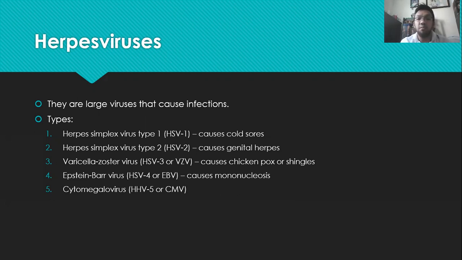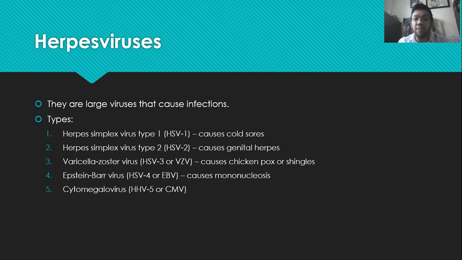Number 4, the Epstein-Barr virus or the HSV type 4 or the EBV. This causes mononucleosis, or what we call in short as mono. Mono is also known as the Tay-Sachs disease because this can be transmitted through kissing or, for example, if a family member is having this disease and you shared utensils, such as a glass or a spoon or fork, you can transmit this by sharing these utensils.